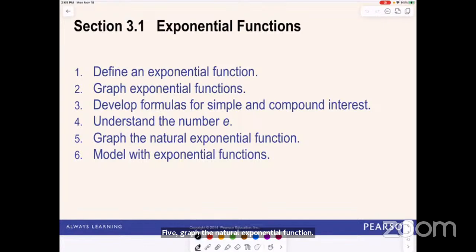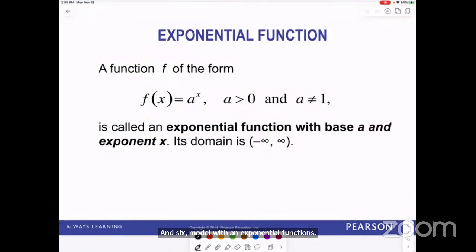Okay. So an exponential function is a function f of the form f of x equals a to the power of x, where a is strictly positive and not equal to 1. We call this an exponential function with base a and exponent x. And the domain of the exponential function is all reals, right?